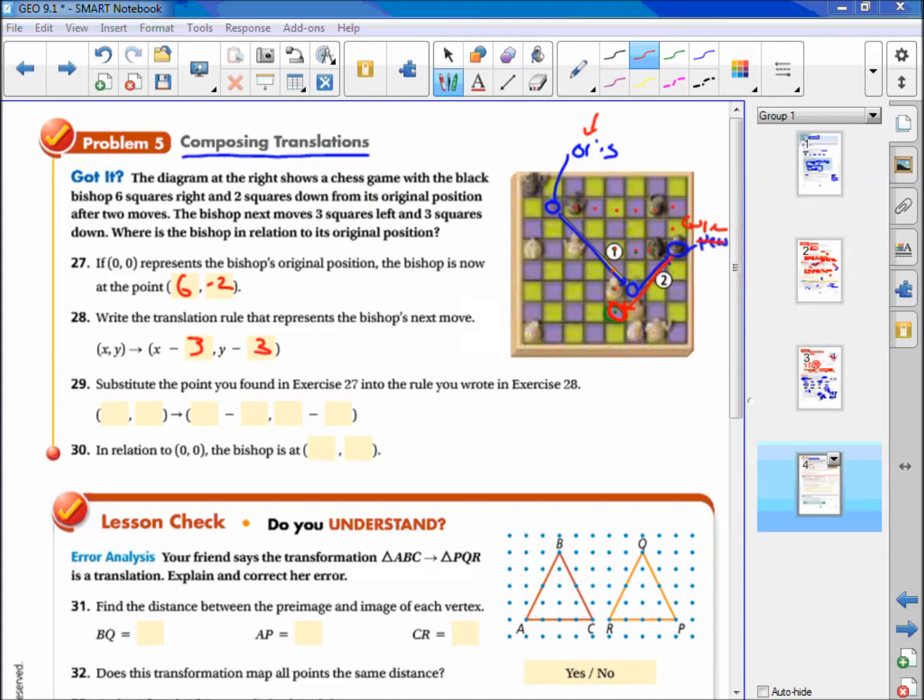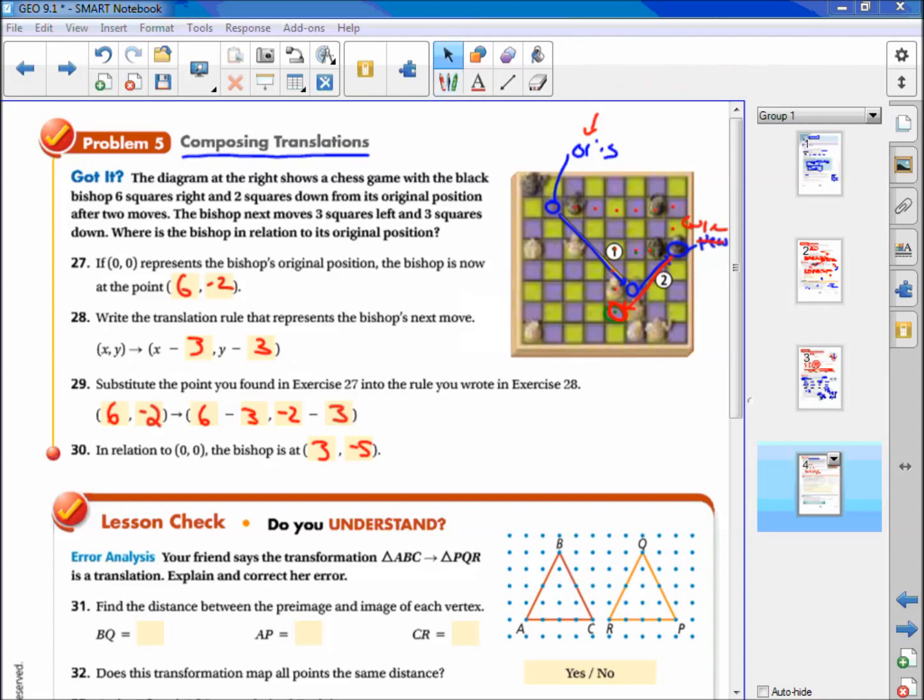All right, so substitute the point you found in exercise 27 into your rule. So in exercise 27, we knew the bishop was currently sitting at 6, negative 2, and it's going to move 3 to the left and 3 down, so 6 minus 3, and negative 2 minus 3. This will put our bishop at 3, negative 5 from its original position.